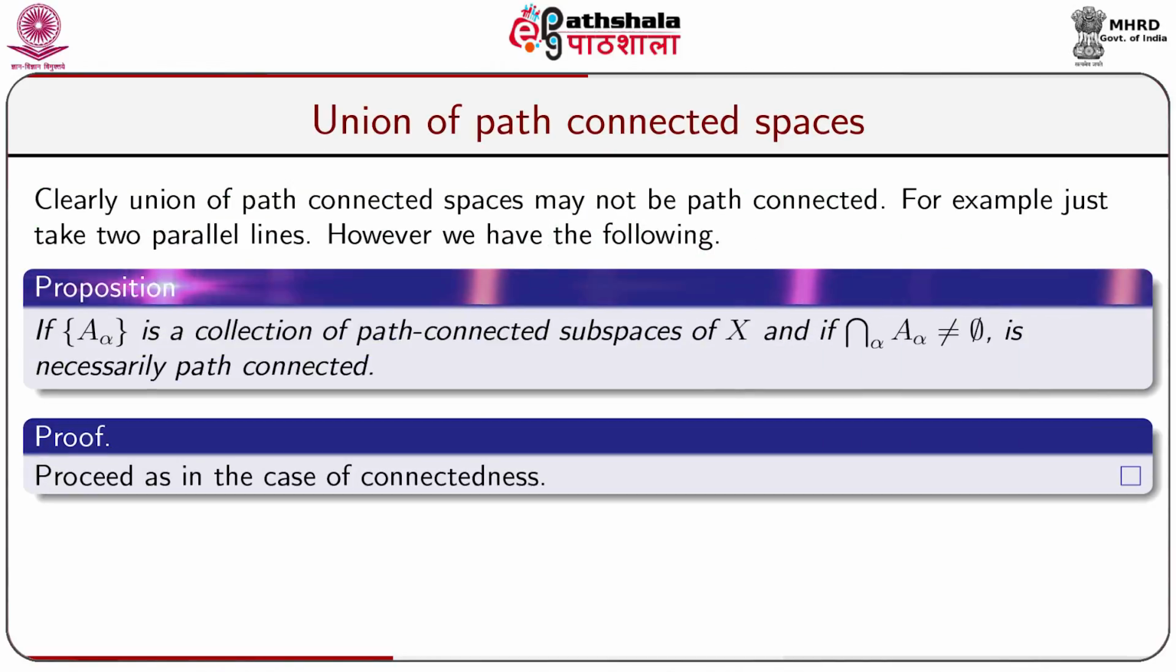As we have proved that the union of any number of connected spaces is connected whenever their intersection is non-empty, in a similar way we can prove that the union of any number of path connected spaces is path connected whenever their intersection is non-empty. We are leaving the proof.